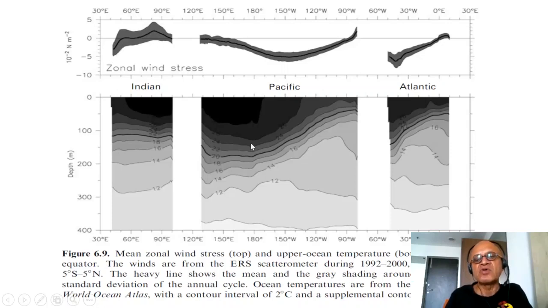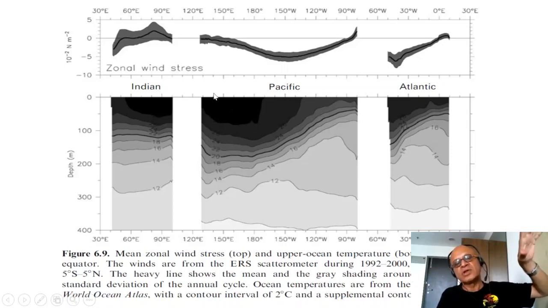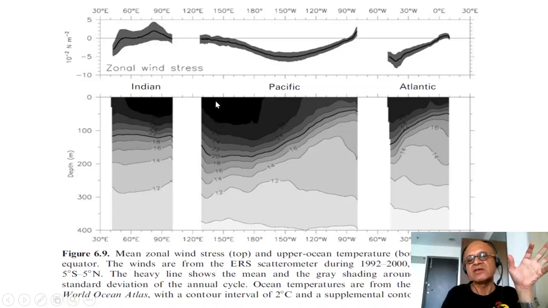And the thermocline tilt that I mentioned is very clear here. Shallow thermocline, divergence of winds, upwelling, and thermocline is lifted. Cold waters are brought closer to the surface, whereas in the west water is piled up and thermocline is deeper. So we looked at the forcing and the response here.